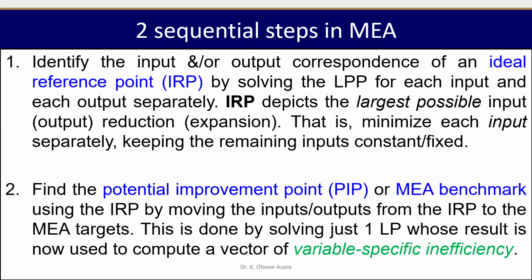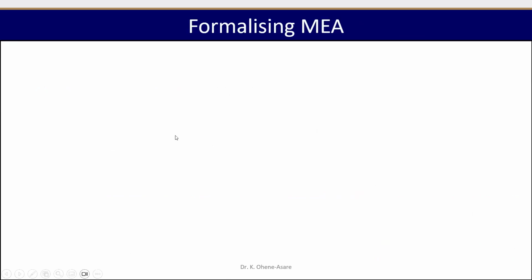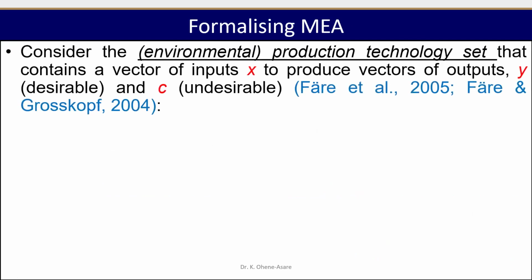Okay, so like was said before, the ideal reference point gives you the ideal point that you would want. So it brings it down to the minimum input. And then the PIP allows you to draw it back to the MEA target, which is the realistic one. So the ideal reference point can be unrealistic, but when you bring it back to the PIP, that one will be the realistic one that the DMU can try to achieve for efficiency.